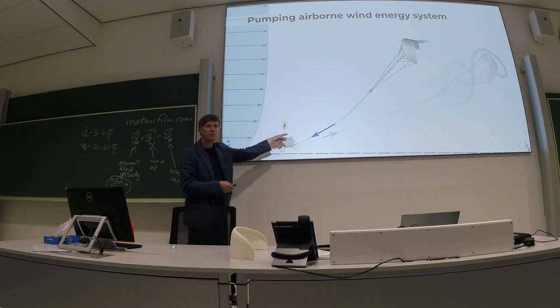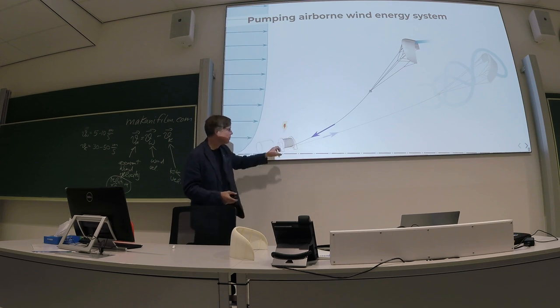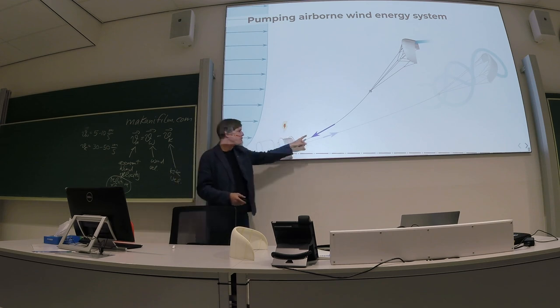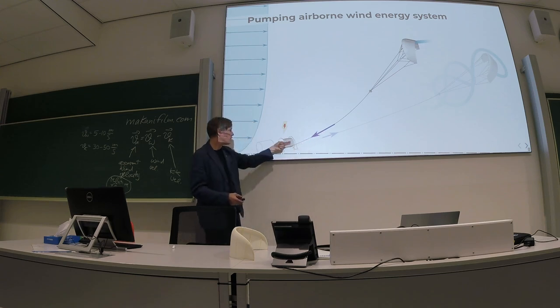You would call this also a winch. This is typically a winch setup: a generator, an electric generator that can also be operated as a motor, like in an electric car, and a drum. The drum converts a linear force from the tether into a torque. The torque acts on the axis.